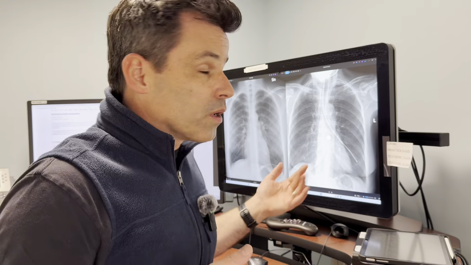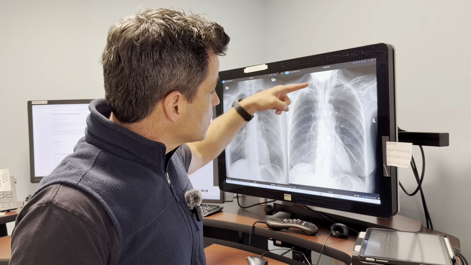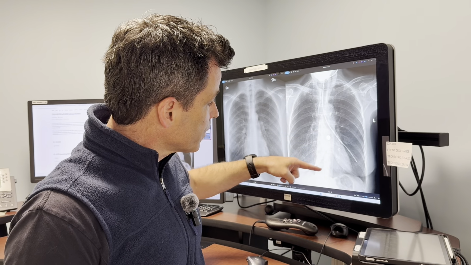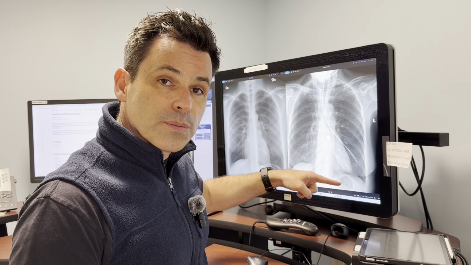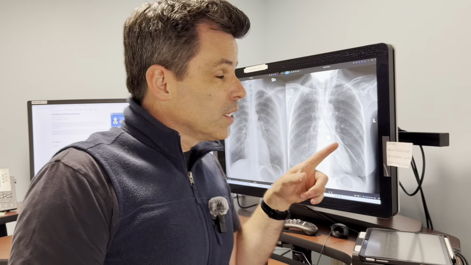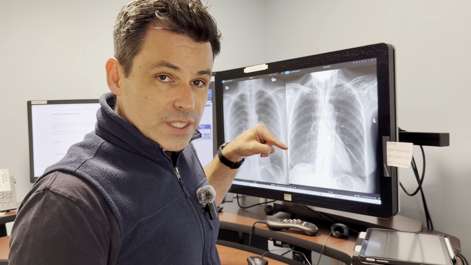Look at this example of a malpositioned feeding tube. This feeding tube should be going down the esophagus and then turning over into the stomach right here. Instead, it turns to the patient's left too soon. This is a tracheally inserted feeding tube going into the left mainstem bronchus. This is not something that you want to miss.